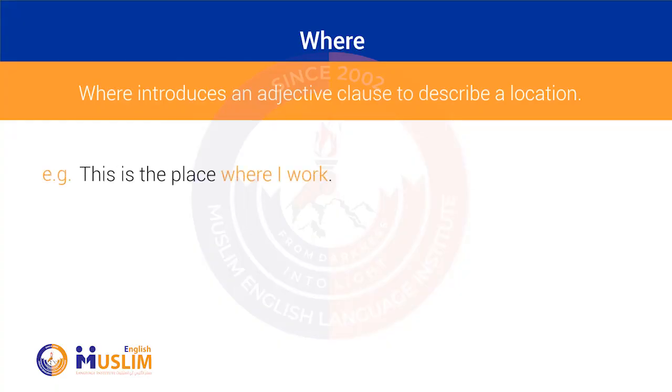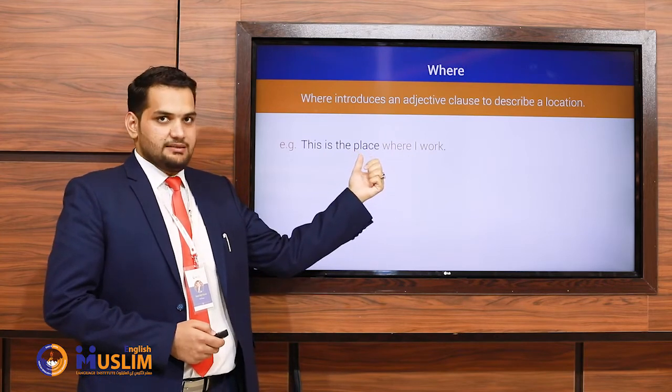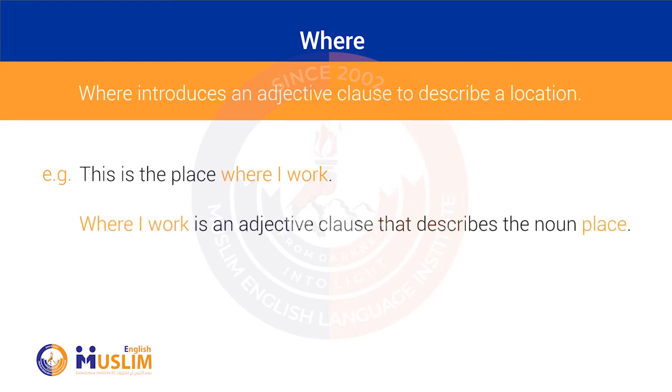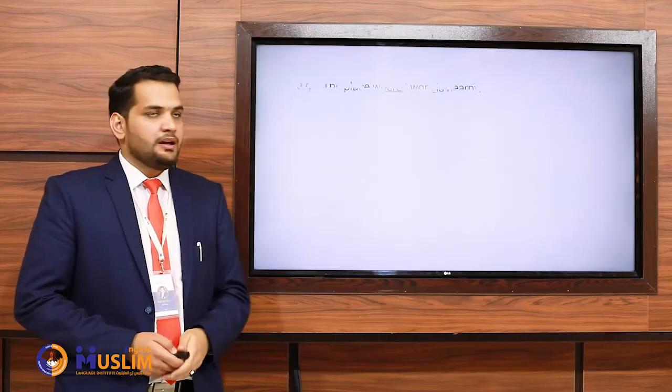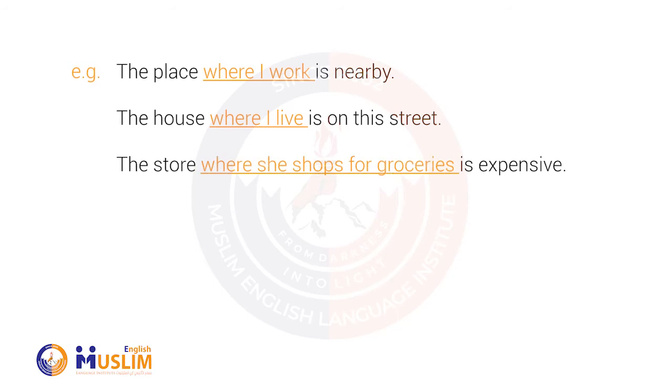For example, this is the place where I work. Where I work is the adjective clause and it talks about the place, and the place is a noun of location. Where I work, you see, is an adjective clause that describes the noun place. Let's have some more examples. The place where I work is nearby. The house where I live is on the street. The store where she shops for groceries is expensive.